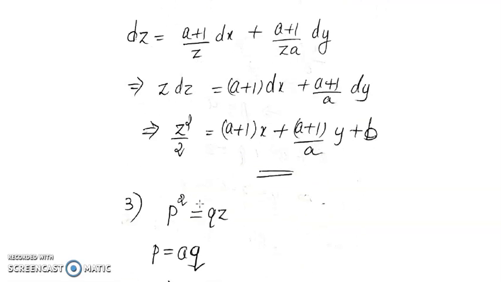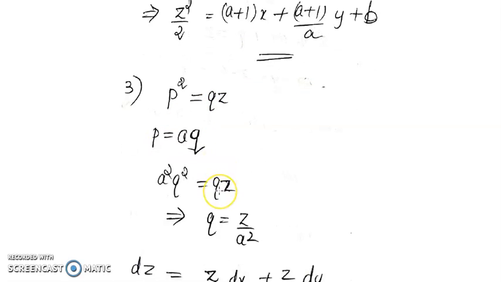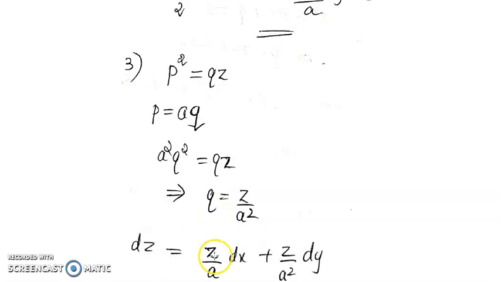So the next problem is p square equal to qz. Again this is a function of p, q and z, but the substitution is p equal to aq. So give p equal to aq. Then you will get a square q square equal to qz. So that gives q equal to z by a square. Now substitute into the equation p dx and q dy.